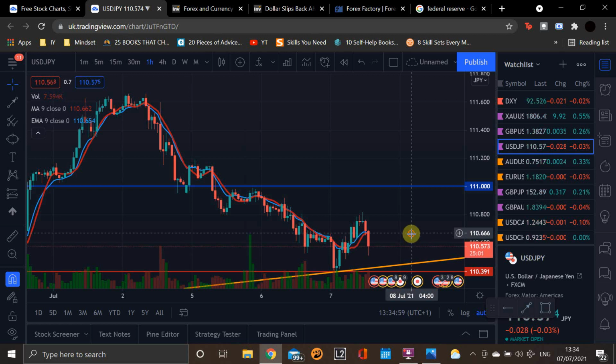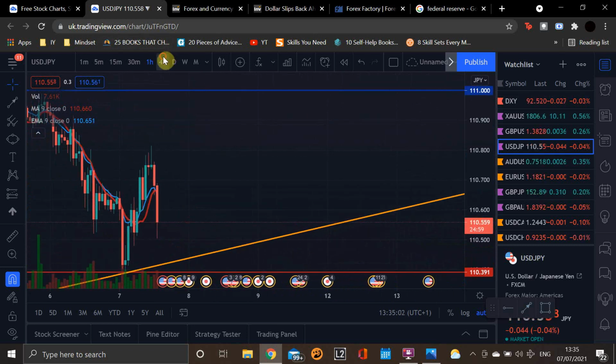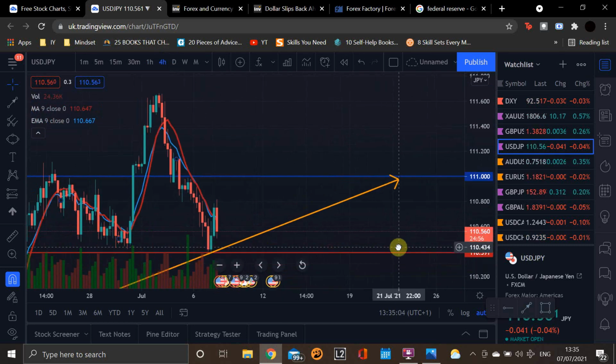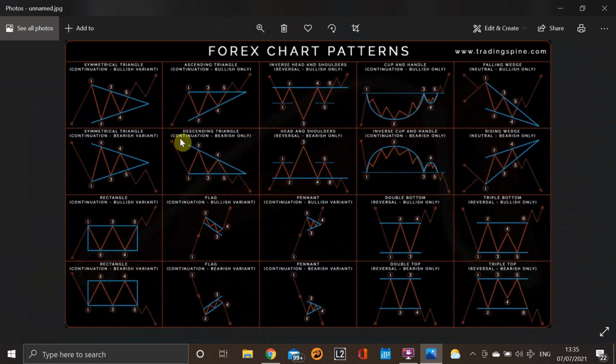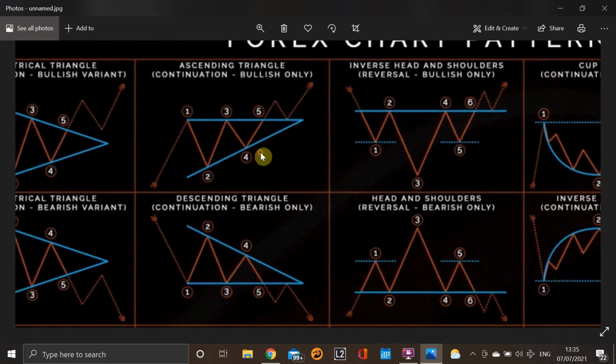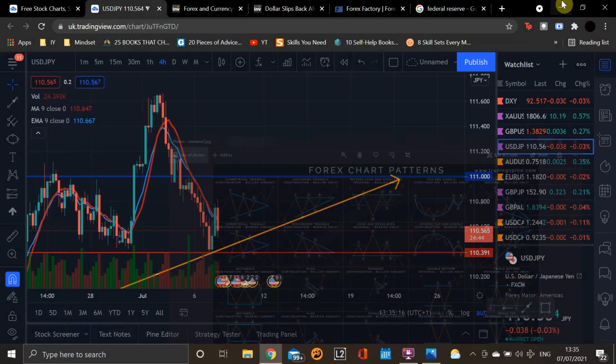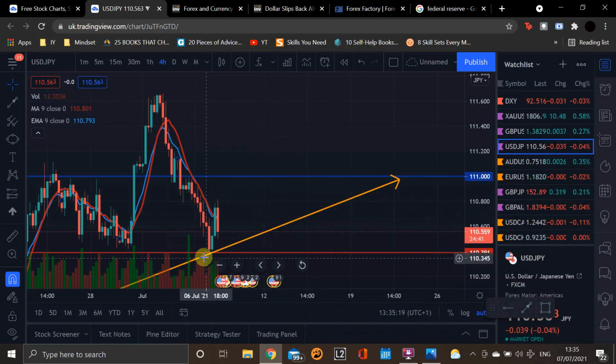You know what I could be making on the low key? Because I've already marked this trend, right? And we know it's reacting off this trend. We know this is a resistance area. It could be making an ascending triangle, bullish only, but you'll have to wait and see. But as long as the charts are marked, that's the most important thing.